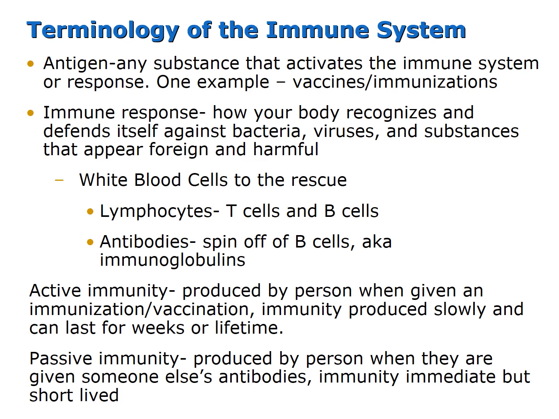We also have antibodies that develop, and they are a spin-off of the B cells, also known as immunoglobulins. Now we have active immunity, which is produced by a person when given an immunization. That immunity is produced slowly but can last for weeks or for a lifetime depending on the type of vaccine given. Passive immunity is produced when a person is given someone else's antibodies. The immunity is immediate, but it's short-lived, and we'll talk more about this.